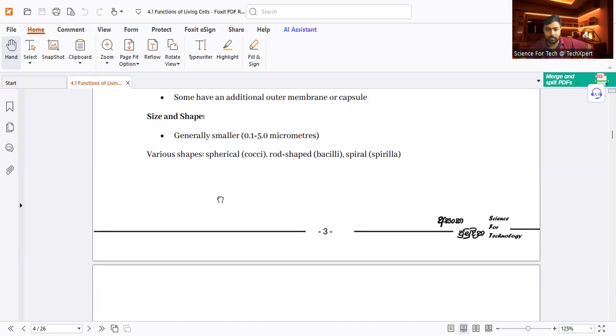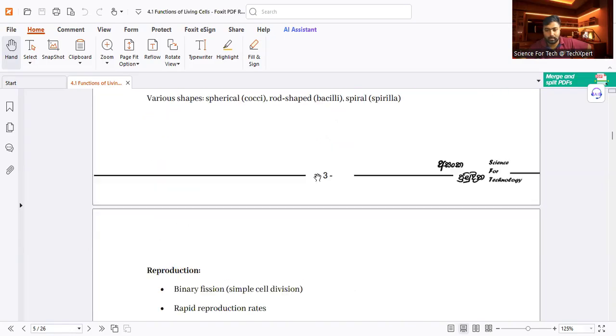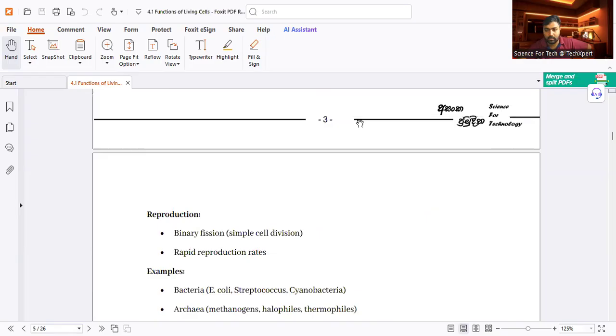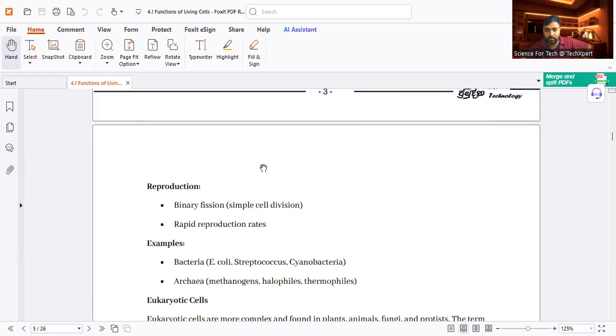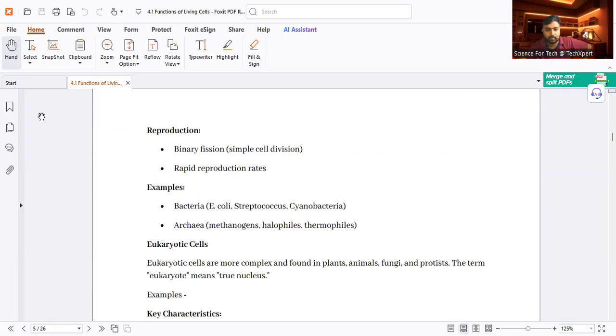Okay, then size and shape. Generally, these are very small compared to eukaryotic cells, and we can see a lot of shapes, spherical, rod shapes, and spiral shapes in bacteria, and I'm going to talk more about this. And reproduction is by binary fission. This is important. It has a rapid reproduction rate. Just highlight that rapid reproduction rate.